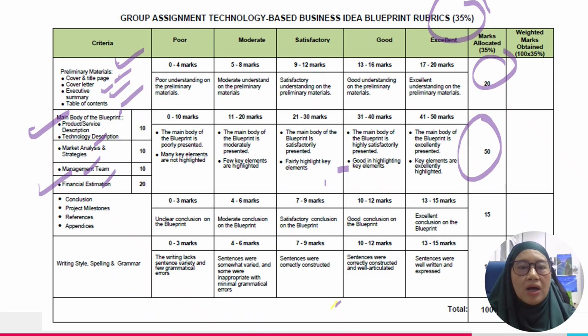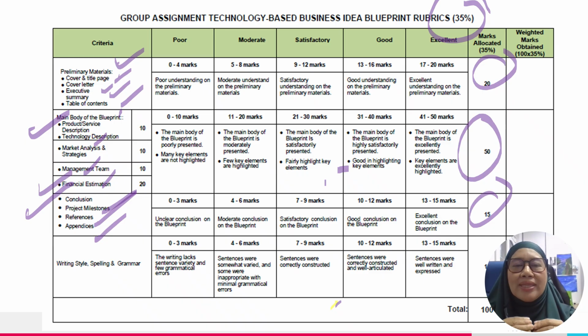Then you have conclusion, project milestones, references, and also appendices. So this one is worth 15 marks. And then your conclusion should tie everything together, showing the feasibility and future potential of your idea. Include milestones, okay, to show your short-term and long-term plans.